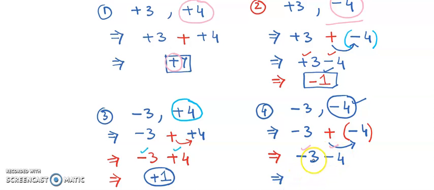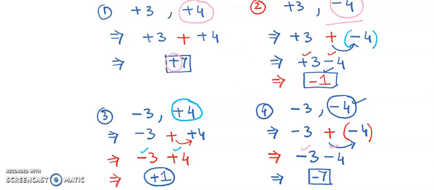Remember students, minus and minus always becomes plus. So we have to add these two numbers. Don't see the negative or positive sign. Add the numbers. 4 and 3 becomes 7. But the greater number carries the negative sign. Hence the answer is minus 7.